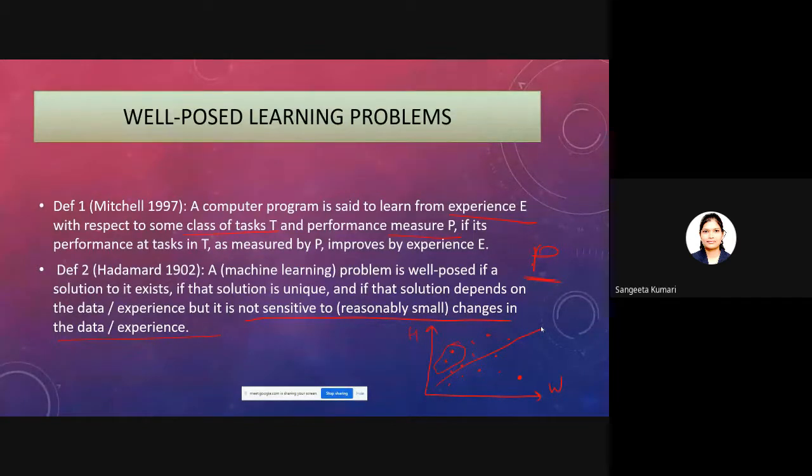Is this fine? Everyone understood this? Shall we go ahead, or do you have any query?